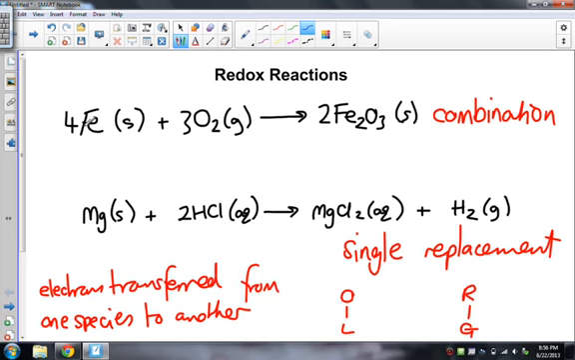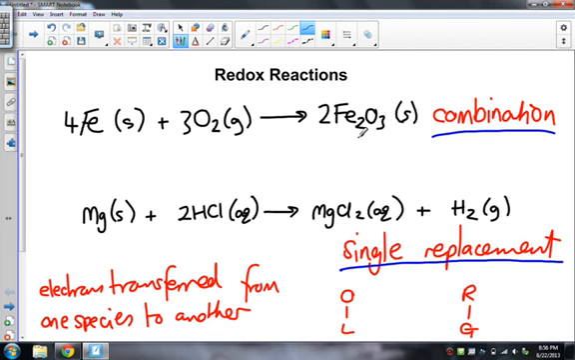When you have, for example, solid iron and oxygen gas making iron oxide, this is rust, two species coming together to make one is known as a combination reaction. You've seen that before. Solid magnesium and HCl making magnesium chloride and hydrogen. Here, the magnesium steals the chlorine from the hydrogen. This, what you've seen before, is a single replacement reaction. So technically, two separate reactions.